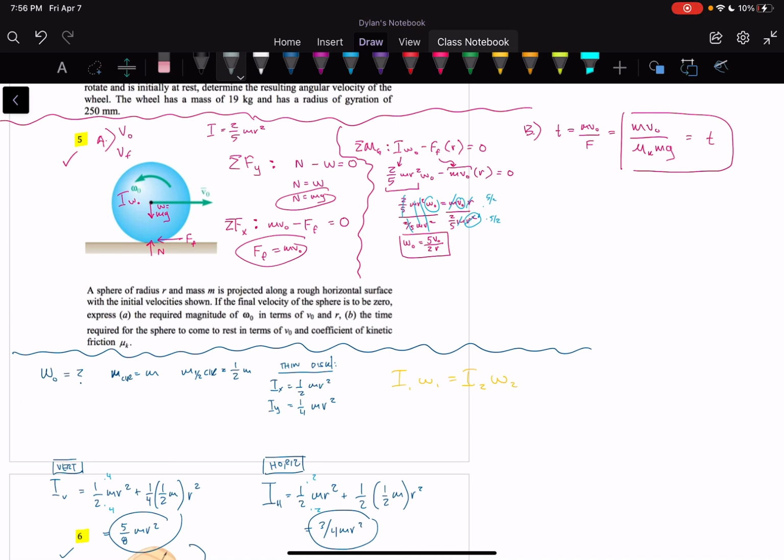Part B, we would just take our time equation and solve for t, because we know that t equals mv over f, and then we plug in all of the known values that we have.